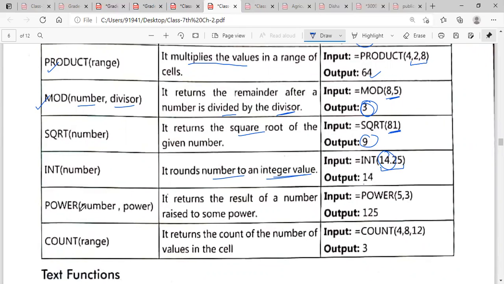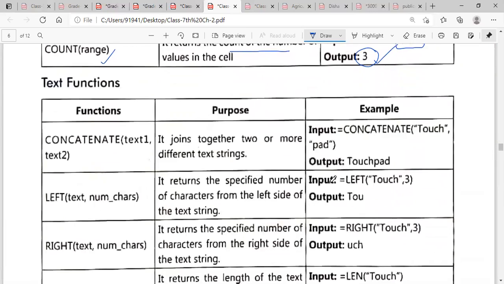Now next, power. Here we will write a number and a power. It returns the result of the number raised to some power. For example, 5 power 3, and your result will be 125. Now next is count. It returns the count of the number of values. Count of 4, 8, and 12. You will count the numbers, which are 3, then the output will be 3. Now next are the text functions.